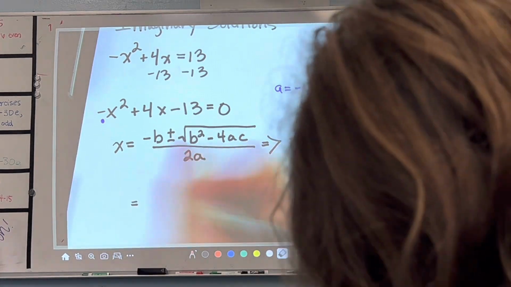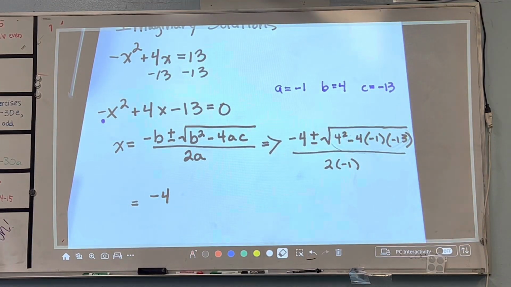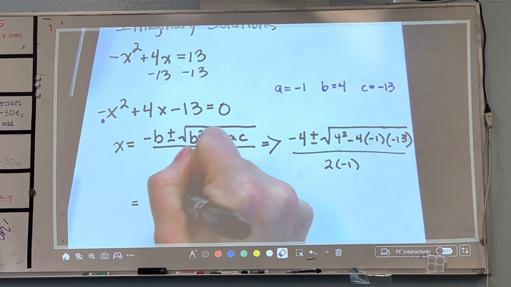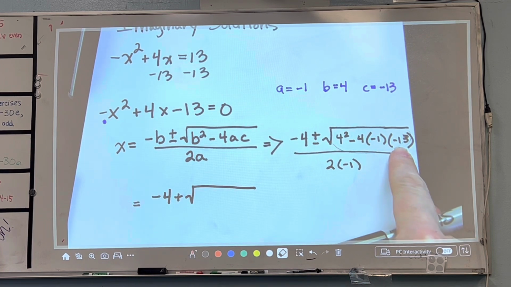How do you do the plus with minus? You would just do it once with plus, and then do it again at the end with minus. Yeah. So Bellamy, just type this in your calculator for me: 4 squared minus 4 times negative 1 times negative 13.